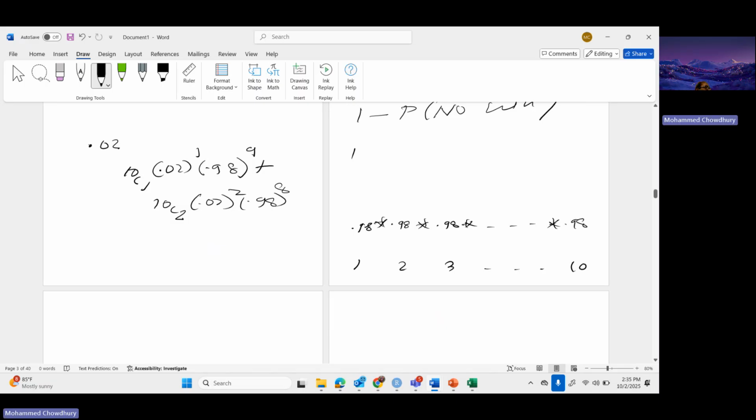Okay, so first ticket no win, second ticket no win, third ticket no win, tenth ticket no win. Out of 10, there is no win. So 1 minus no win, that means win. So then why is it not this way? 0.02 times 0.02 times 0.02. Why is this not? Winning in the first ticket, winning in the second ticket, winning in the third ticket. Why is this not the way?